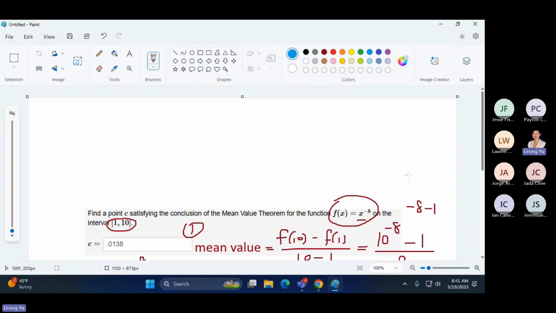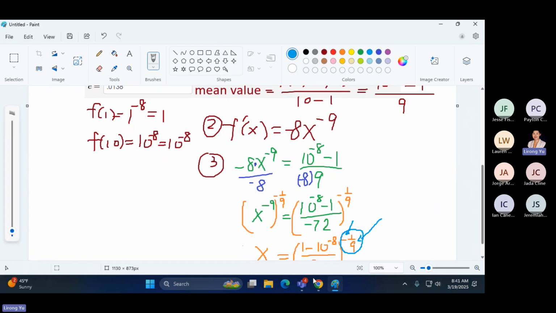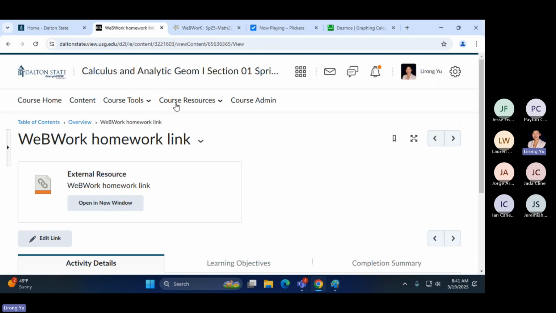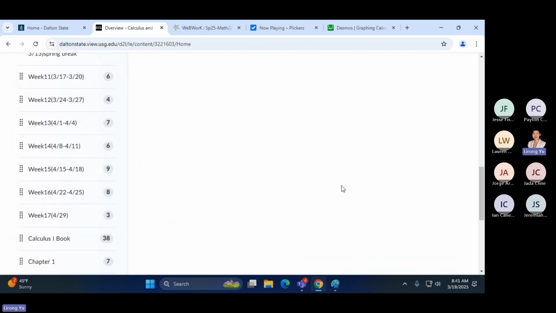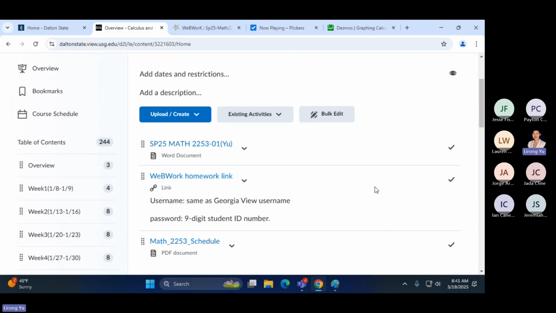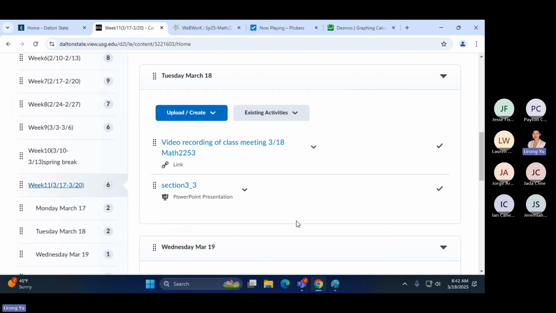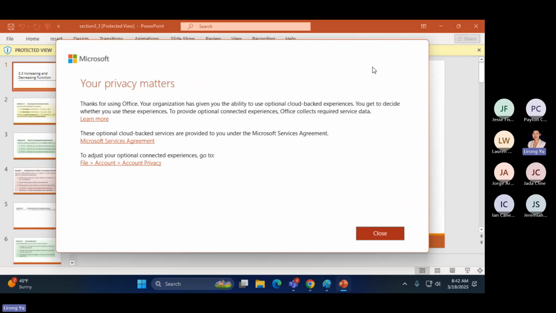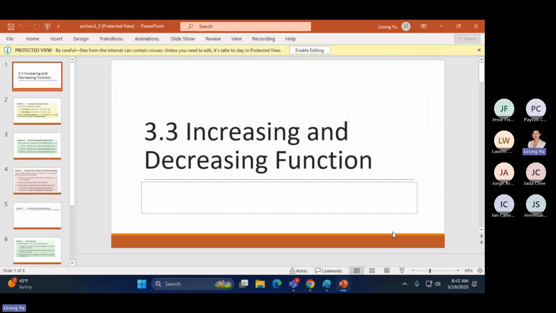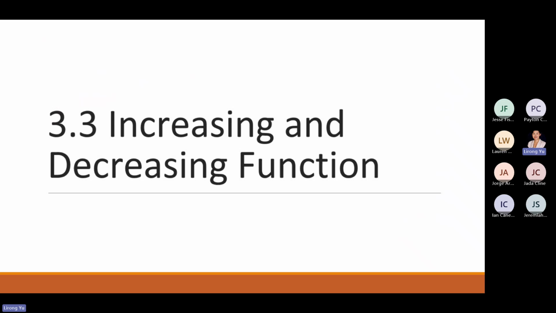So this is the example from the homework. Let's try to continue where we started out yesterday with section 3.3. Mainly on 3.3, we're going over increasing and decreasing behavior. We've done a couple of examples, but I believe we haven't really finished everything. So the title of section 3.3 is increasing and decreasing function.